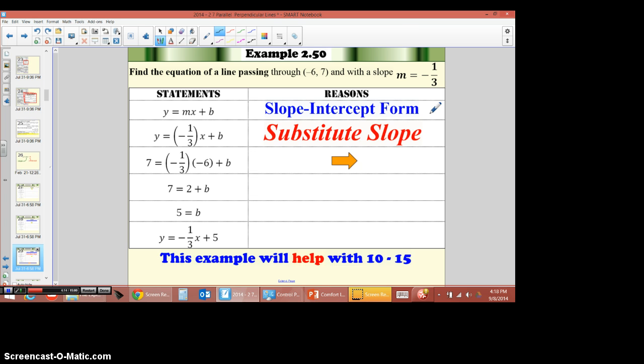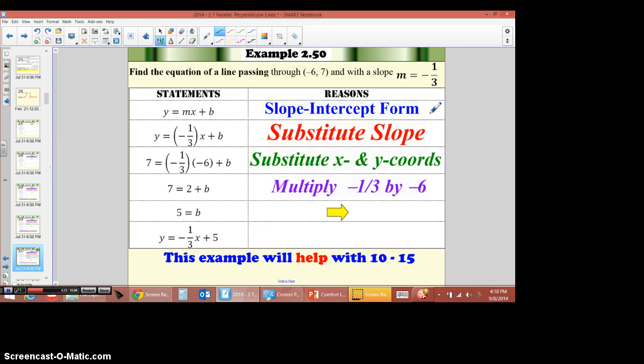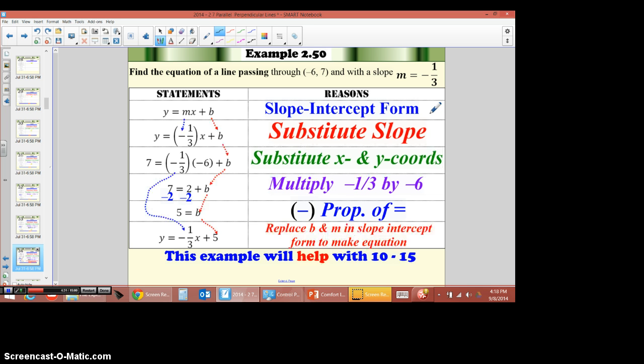Now I substitute in the slope of -1/3, and now I'm going to take my x and my y value. I'm going to plug those in. And now I'm going to do a little bit of multiplication. I subtract over and I find out that b equals 5. Now I can plug that in for b and I've got my final answer.